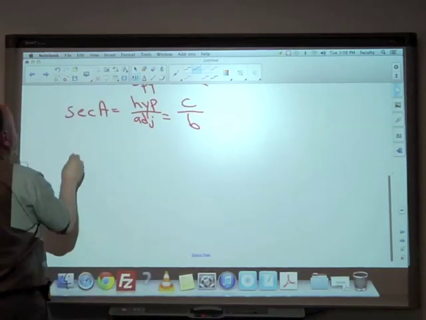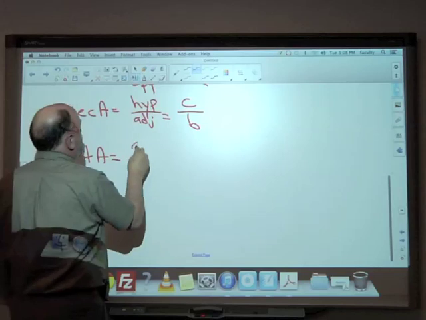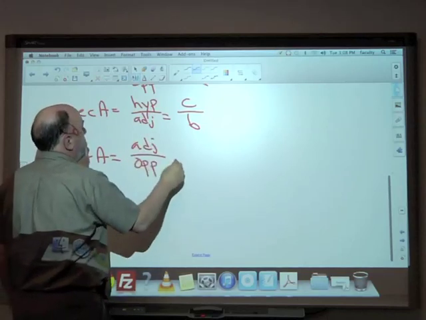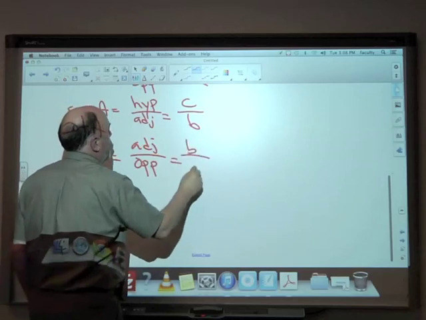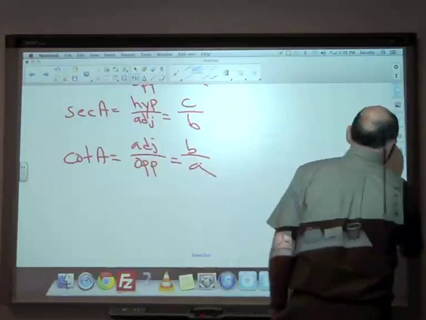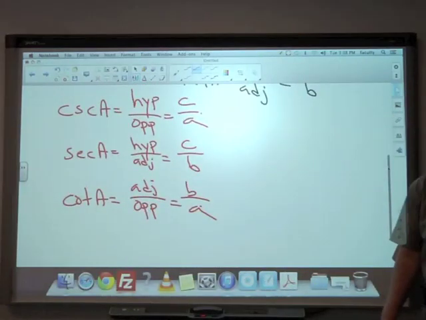And then you have cotangent, which is going to be adjacent over opposite, which will be B over A. And those are the six. What's that last one? Cotangent. Yep, cotangent.